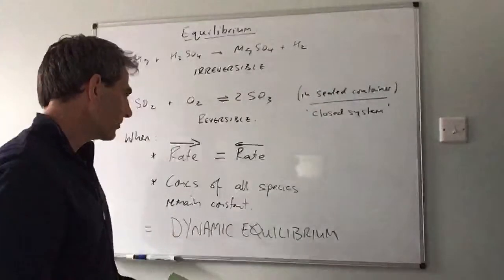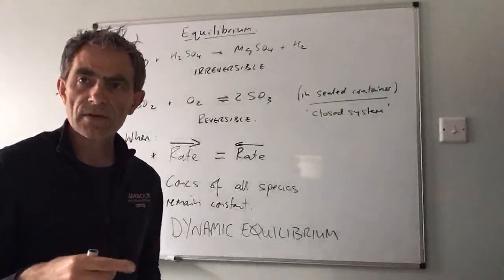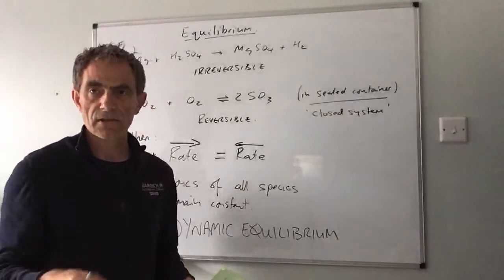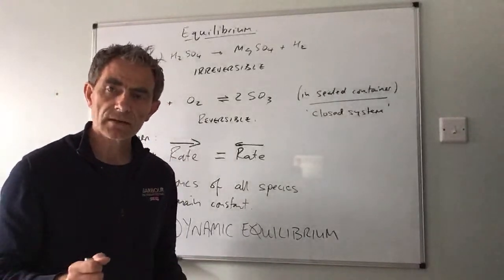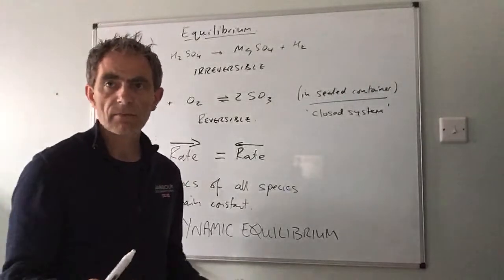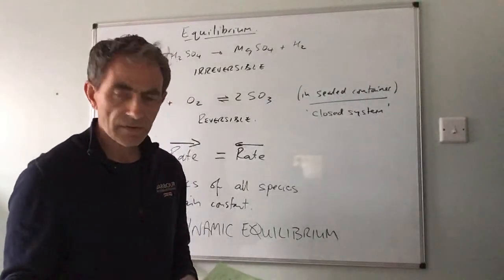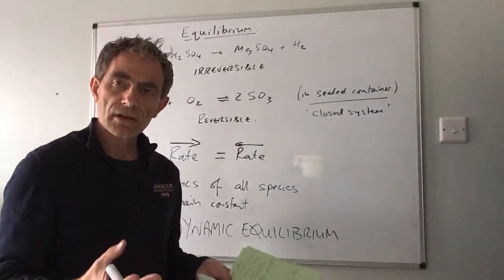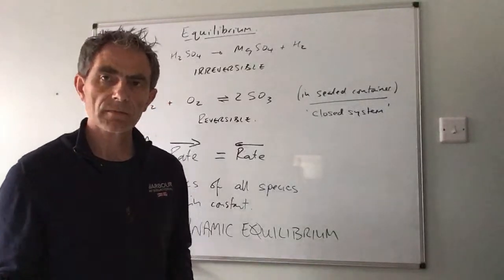Now, the analogy I always use to get it into students' heads is a treadmill. I'm sure you've seen a treadmill, and you've probably been on one in a gym, if you're a member of a gym. A treadmill is a dynamic equilibrium.